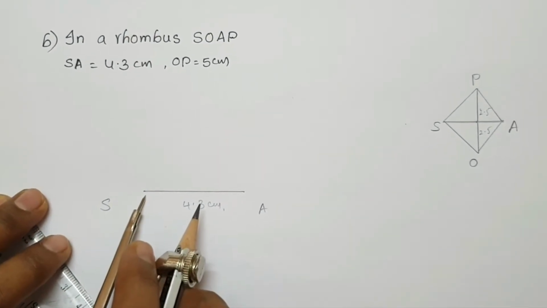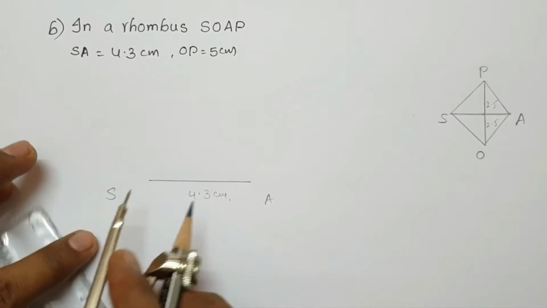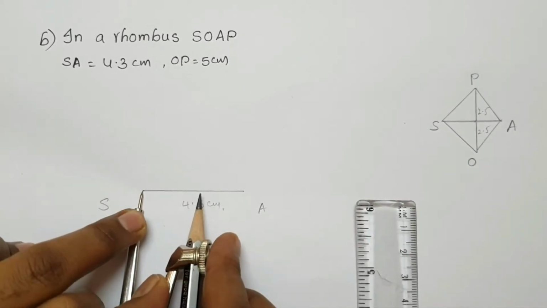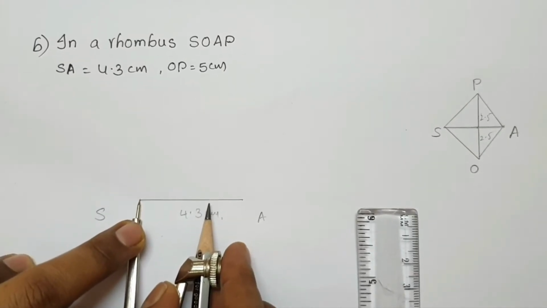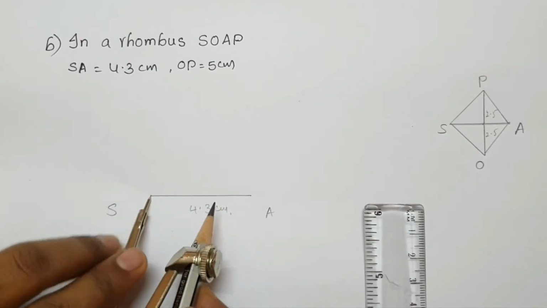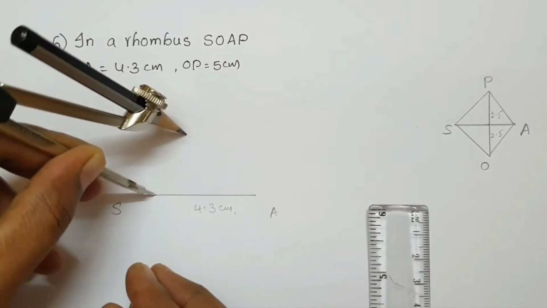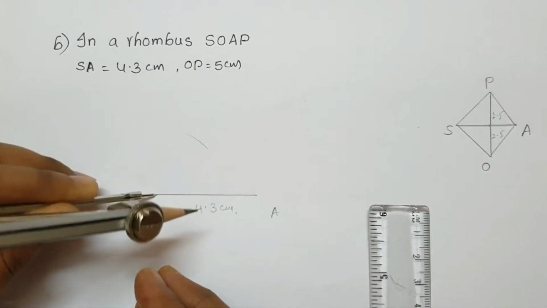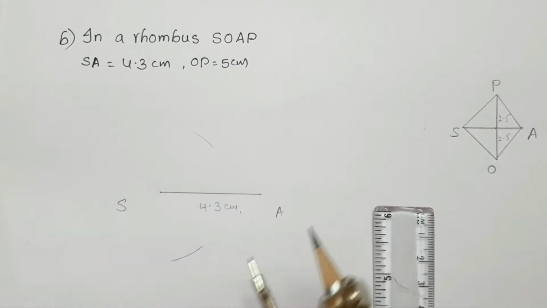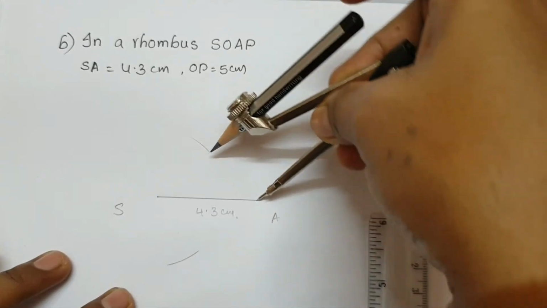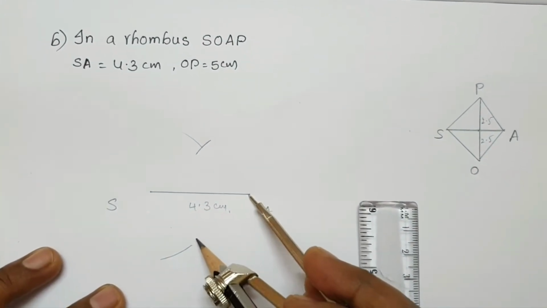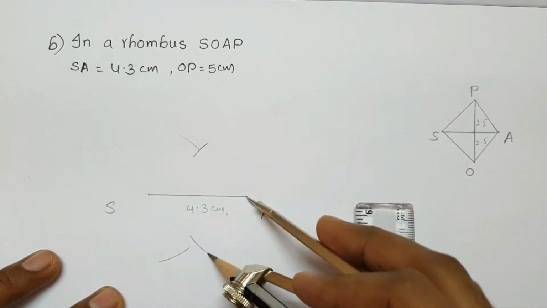Next, with S as center, draw the perpendicular bisector arcs with more than half the measure of SA, above and below. Next, with the same more than half measure and A as center, draw arcs above and below. So these arcs are not yet intersecting.